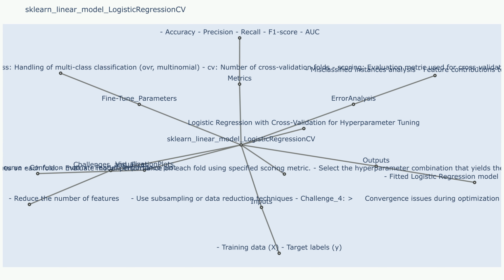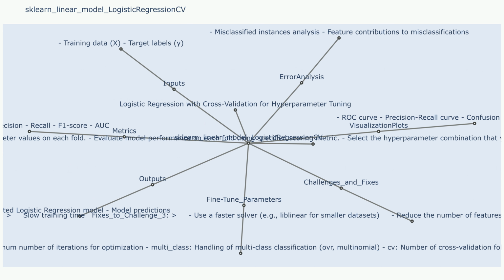Outputs: coef_. This is an (n_classes, n_features) array, where each row represents a class and each column represents a feature. It stores the learned coefficients for each feature for each class. intercept_. This is an n_classes array, where each element represents the intercept term for each class. It stores the bias term for each class.